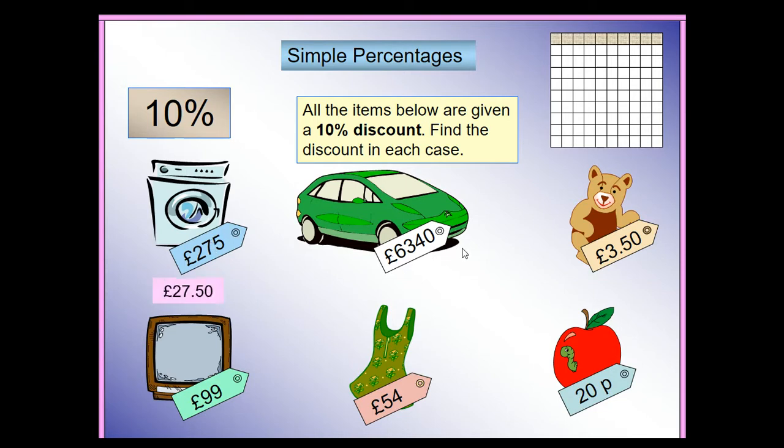What would happen if you found a 10%? Divide by 10, you get 634. You can put 0.00 if you want, or just 634. What happens when you divide by 10? You get 35 pence or 0.35 pounds. When you divide by 10, you get £9.90. When you divide by 10, we get £5.40. What happens when you divide by 10? You get 2 pence.